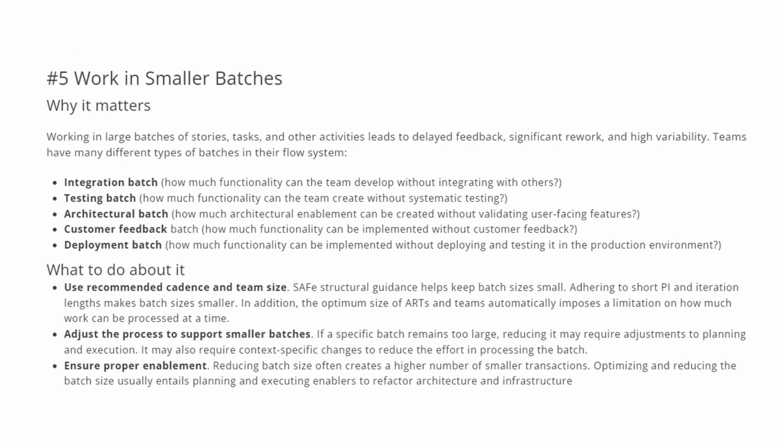In addition, the optimum size of ARTs and teams automatically imposes a limitation on how much work can be processed at a time. Adjust the process to support smaller batches. If a specific batch remains too large, reducing it may require adjustments to planning and execution. It may also require context-specific changes to reduce the effort in processing the batch. The third option is ensure proper enablement. Reducing batch size often creates a high number of smaller transactions. Optimizing and reducing the batch size usually entails planning and execution enablers to refactor architecture and infrastructure.